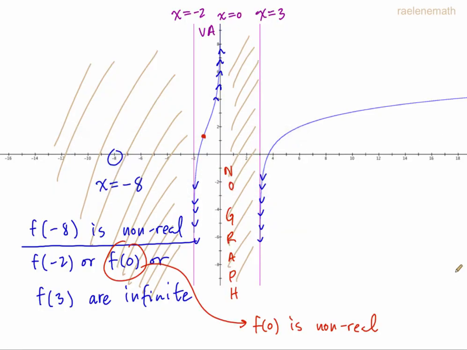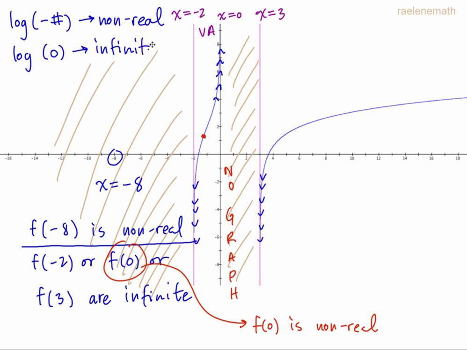So let's just capture that. It's turning out that if we have a logarithm of a negative number, we get non-real, and that corresponds with no graph. Meanwhile, if we have logarithm of 0, we get infinite, and we have a vertical asymptote. So there's a lot going on in this question. Might be worth trying it again.